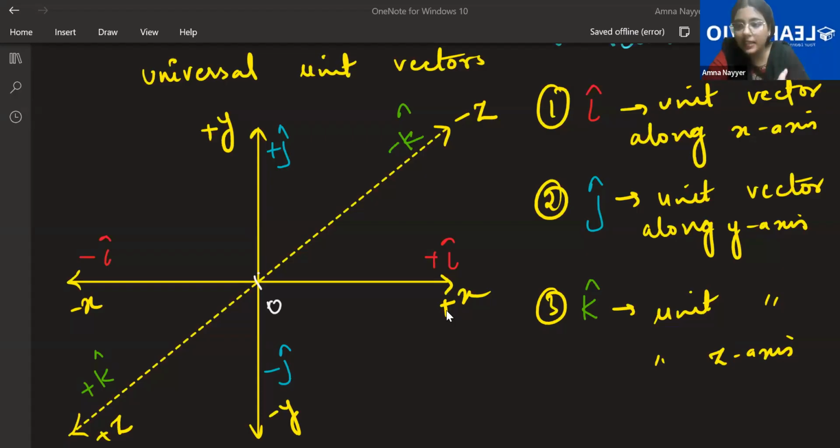So you can interpret things like this. If I am saying I have a velocity acting along the negative y axis whose magnitude is 73 meter per second, I know 73 meter per second is acting along the negative y-axis. So I can say minus 73 j cap. That will give me an idea. So this is what universal unit vectors are.